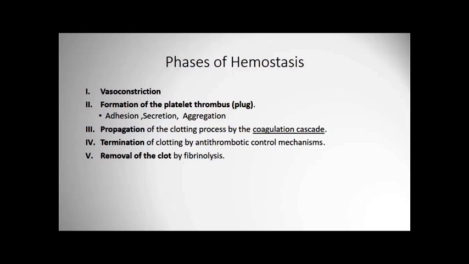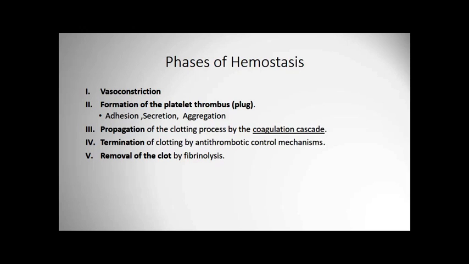Then there has to be a propagation of the plug. This is the third stage. This works in a positive feedback fashion. This is going to be produced by the coagulation cascade. We are going to see later something that can be really complicated when you try to study, but there are several mnemonics that you can use to facilitate the learning of this.